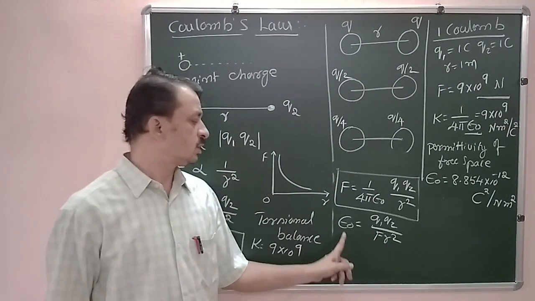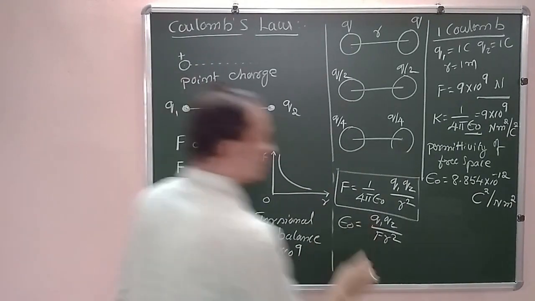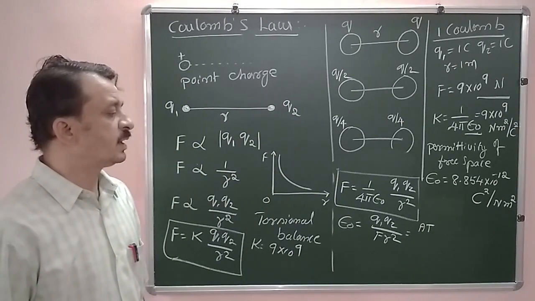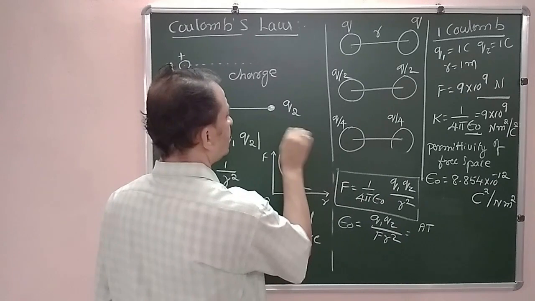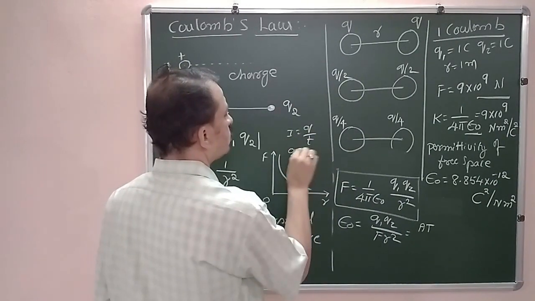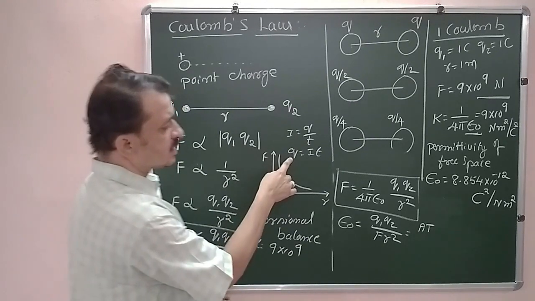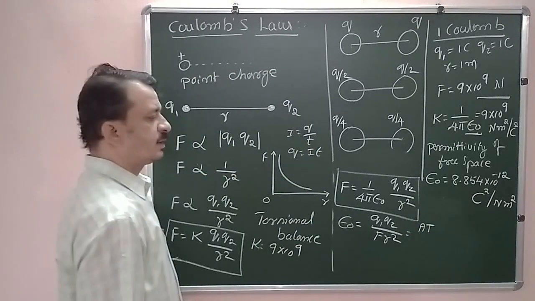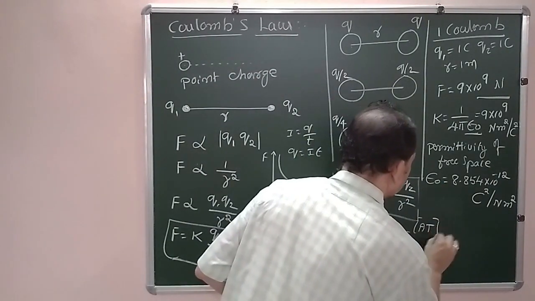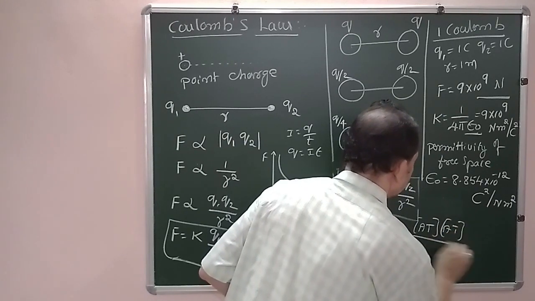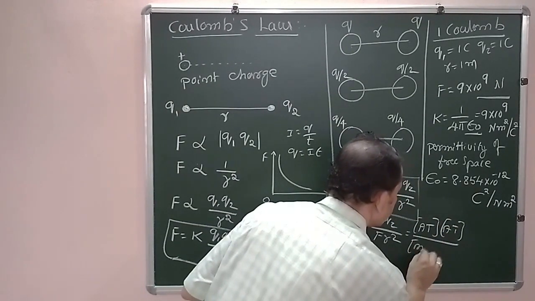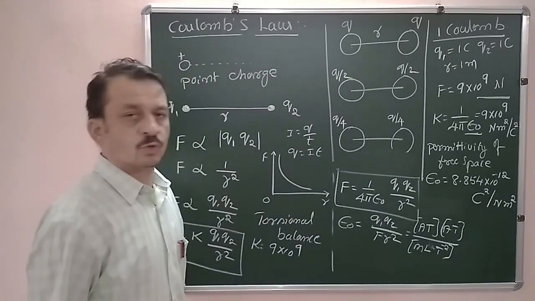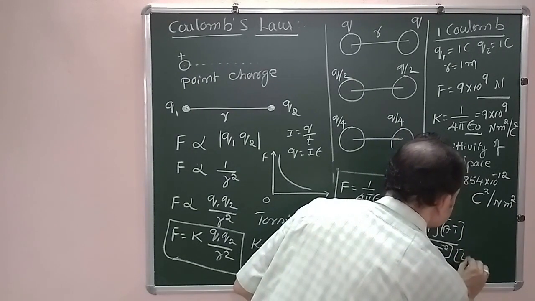Since we are finding out the dimension of charge, that is A into T, current multiplied by the time, because current I is equal to Q by T, therefore Q is equal to I into T. By using this relation, the dimension of charge is A, ampere, and T, that is time, into A into T divided by the dimension of force, we know M L T raised to minus 2, dimension of force, and R square, distance square, is L square.